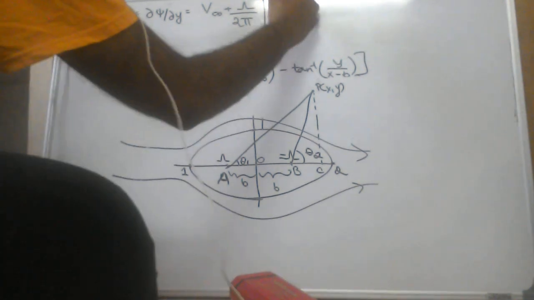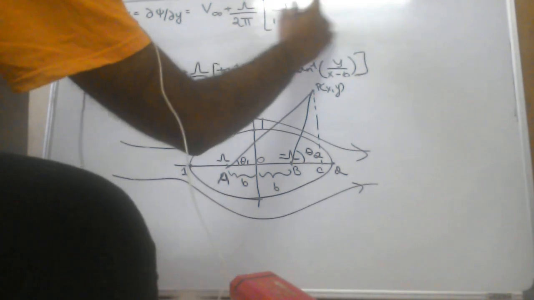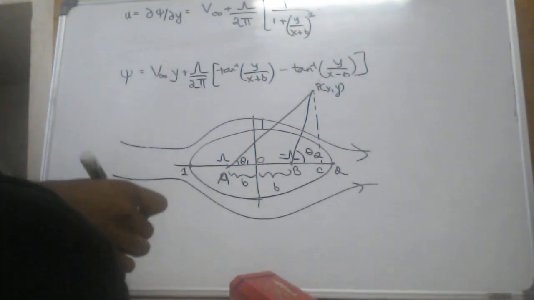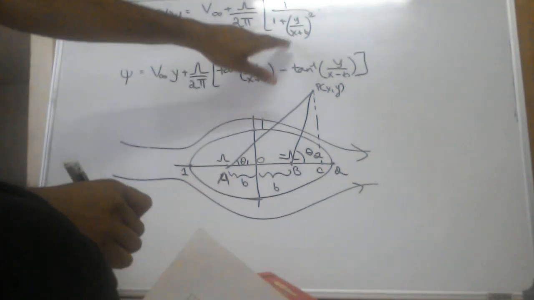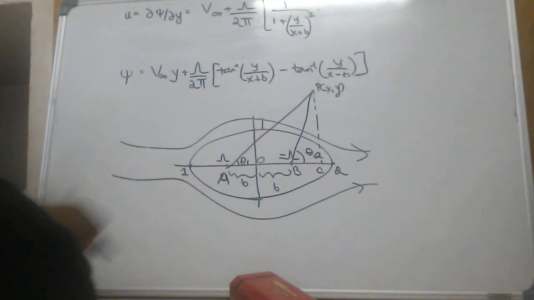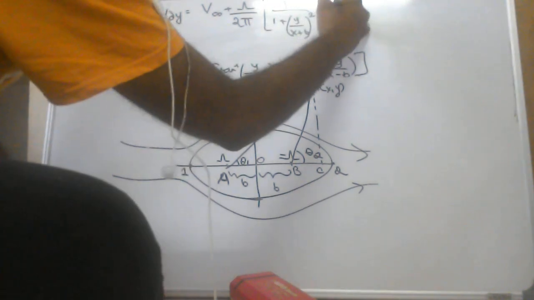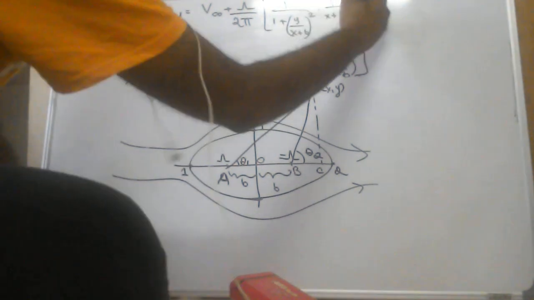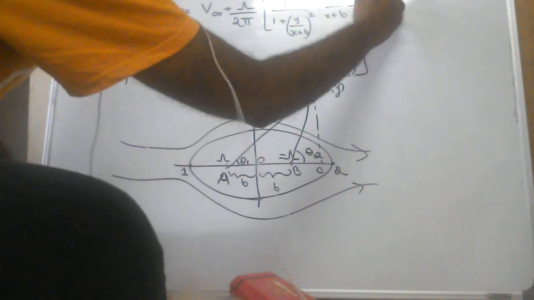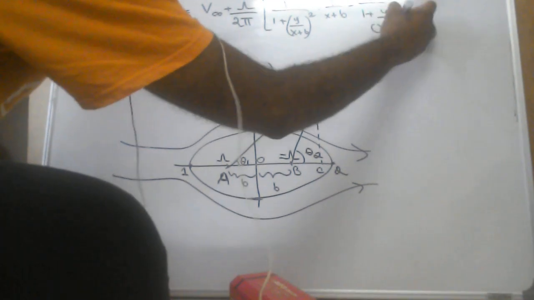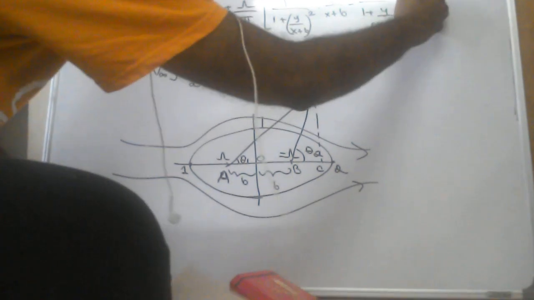So 1/(1+(y/(x+b))²) into the derivative of y/(x+b) with respect to y. That's what we need, which is 1/(x+b), and the same applying to the second term, which is 1/(1+(y/(x−b))²) into 1/(x−b).